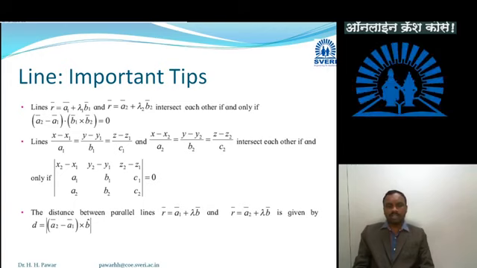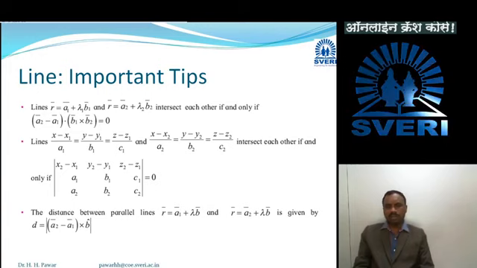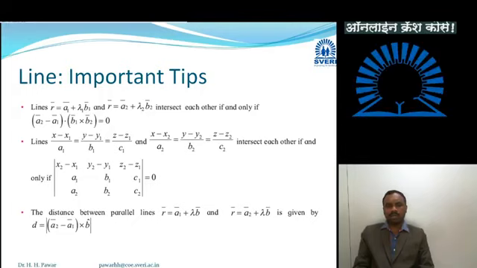Again in the same way, the distance between parallel lines R bar is equal to a1 bar plus lambda b bar and R bar is equal to a2 bar plus lambda b bar is given by D is equal to modulus of (a2 bar minus a1 bar) cross b bar, divided by modulus of b bar.